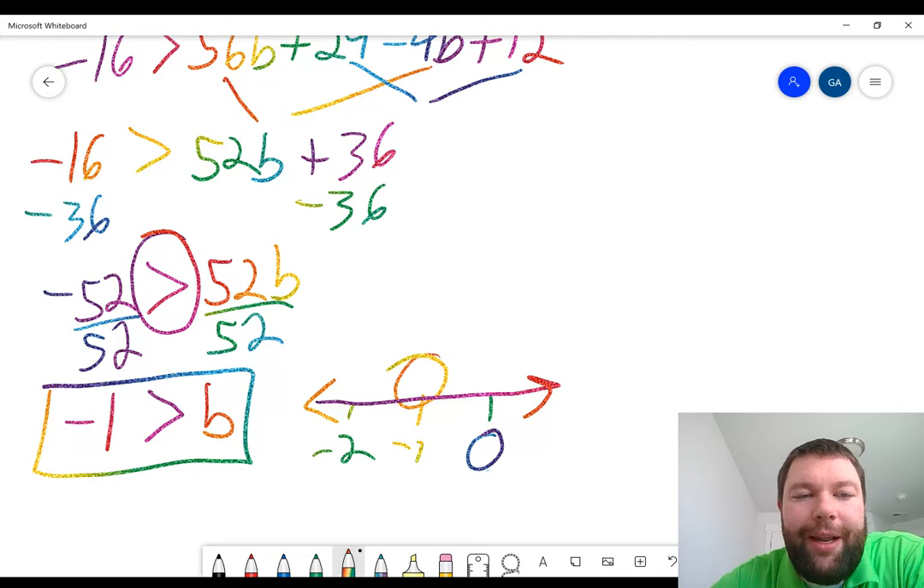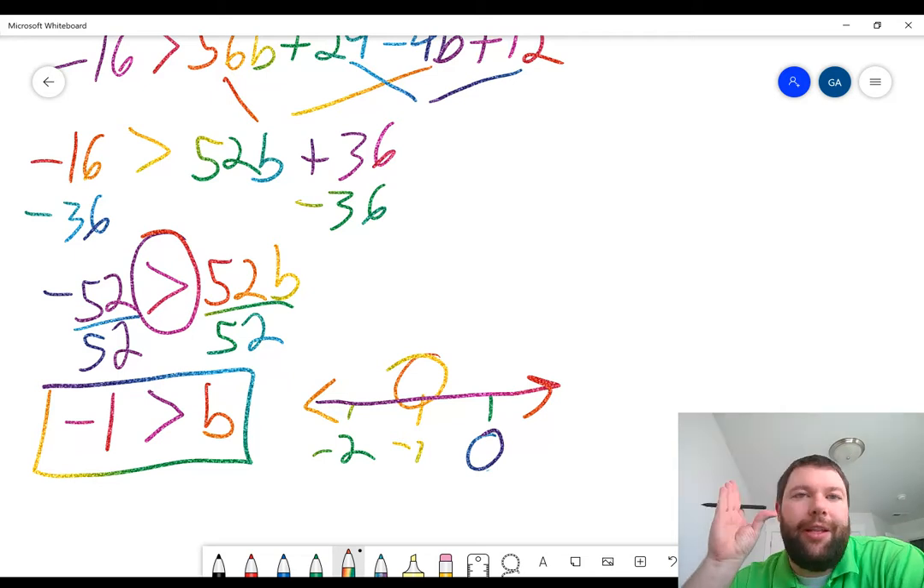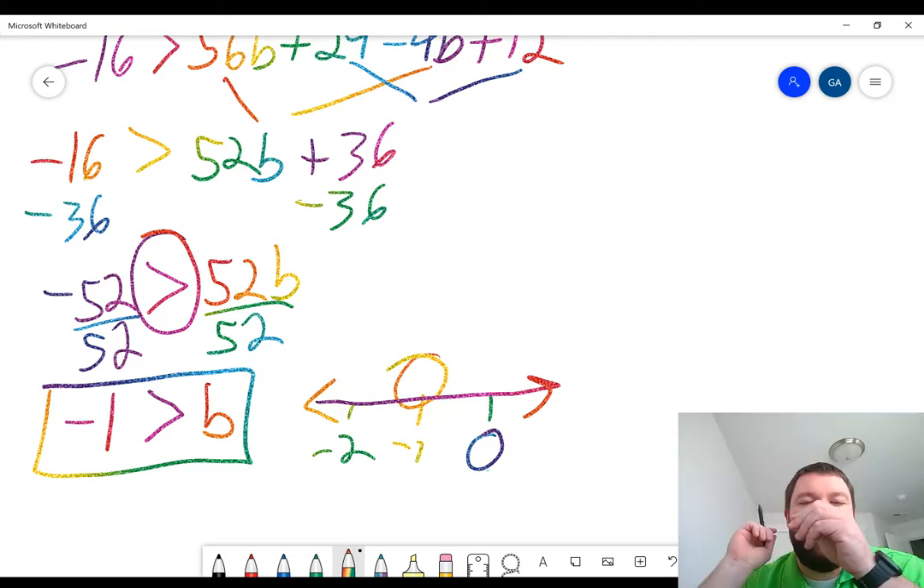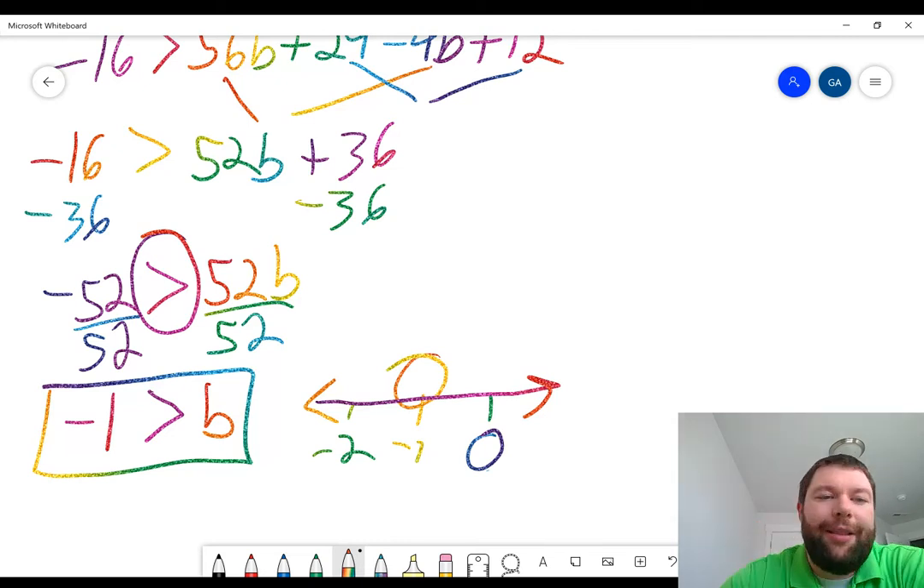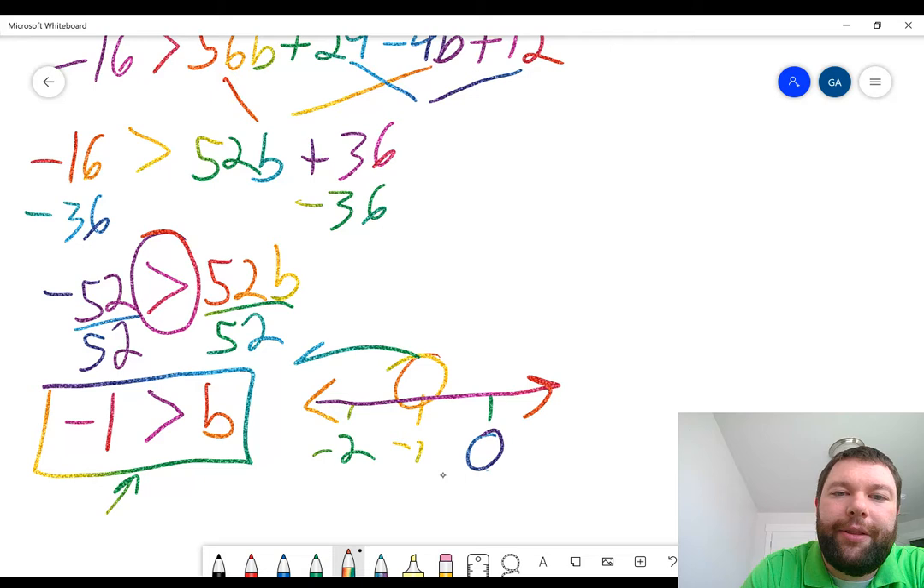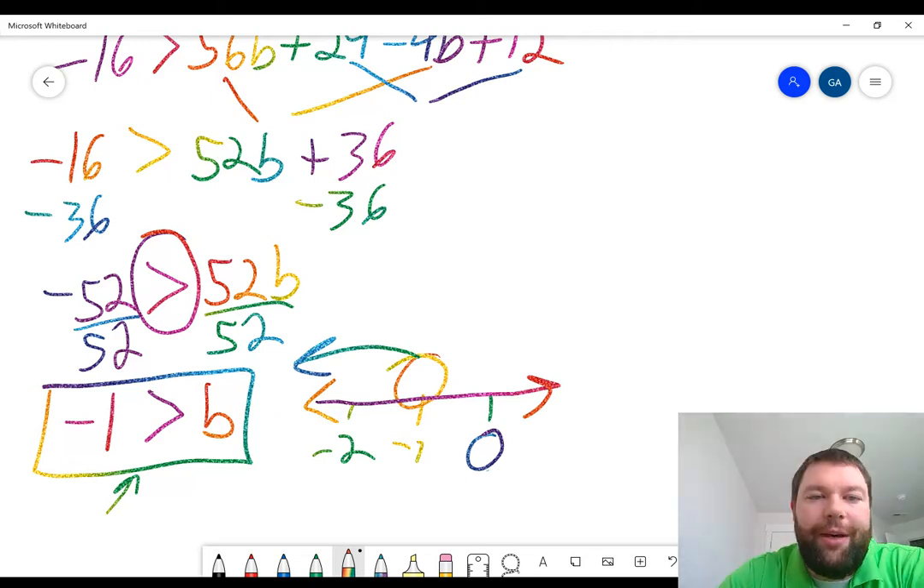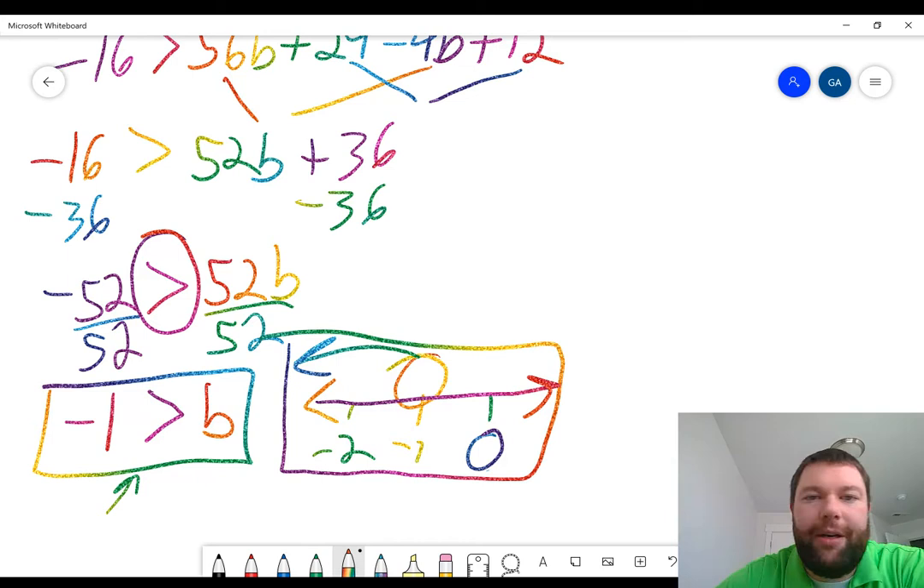Then I look at what the alligator's eating. If the alligator's eating the number, it's going to go to the left. If it's eating the variable, it goes to the right. This alligator is eating the number, so it's going to go to the left. And there's another answer right there, my graph of my inequality.